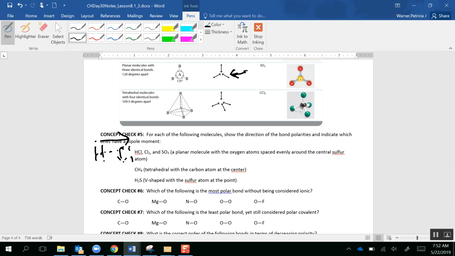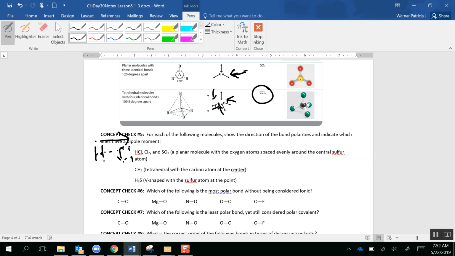So the molecule itself is a nonpolar molecule. CH4 is tetrahedral, so that's going to be very similar to this one, except the bond polarities are going to be going the other direction. But still, they're going to cancel each other out. And so it has polar bonds, but it's a nonpolar molecule.